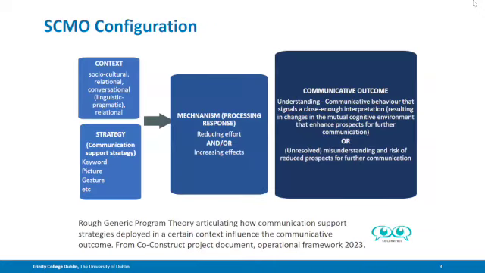Here we come to the SCMO configuration. So this slide presents our rough generic program theory, which explains how communication support strategy used in the specific context influences the communicative outcome. This framework comes from the Co-Construct project document from 2023. So as you can see here, strategy refers to the communication support method used like using a keyword, picture, or gesture. The context is broad.